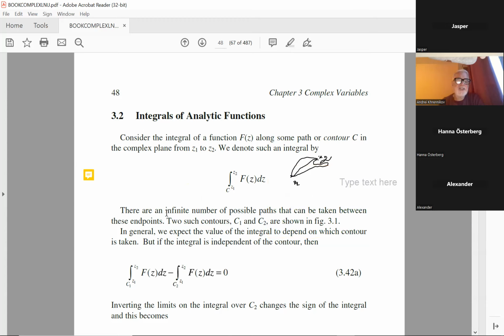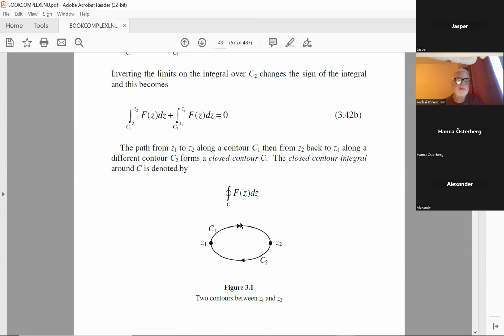Yes, I agree that there is an infinite number of possible paths, and they should not have self-intersection. Otherwise, the theory does not work. They can be taken between these endpoints. Two such contours are shown in figure 3.1. This is one path, and this is another path.